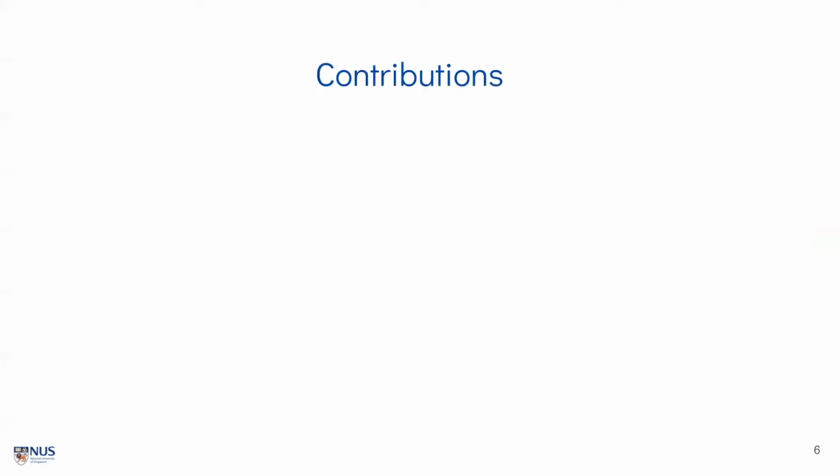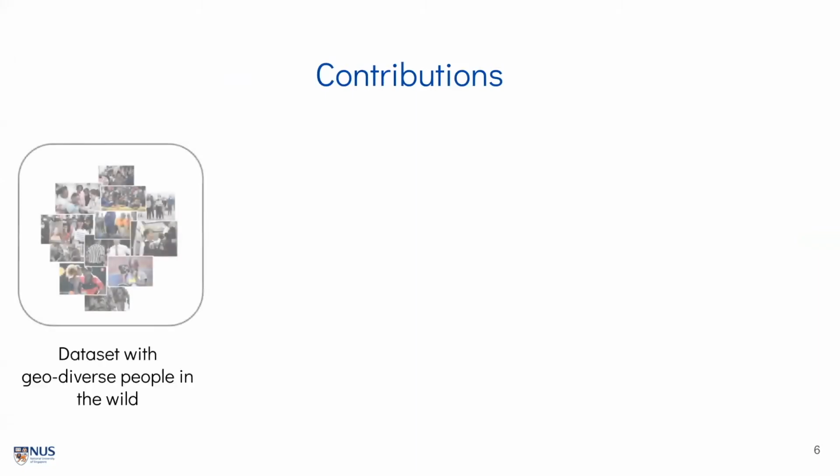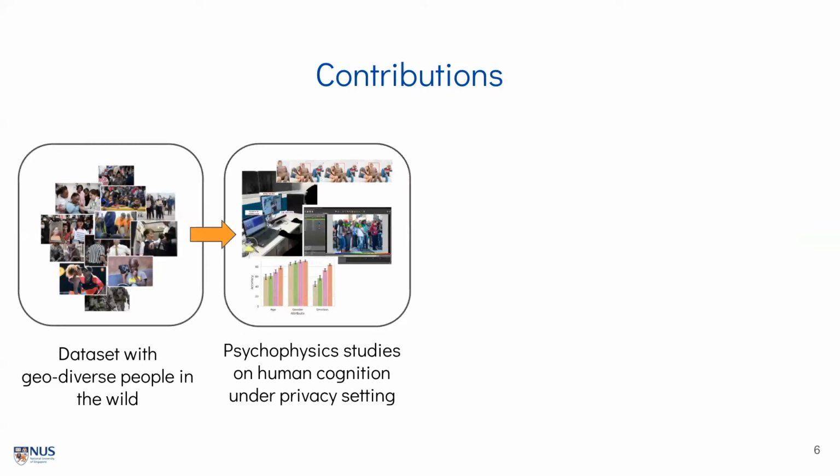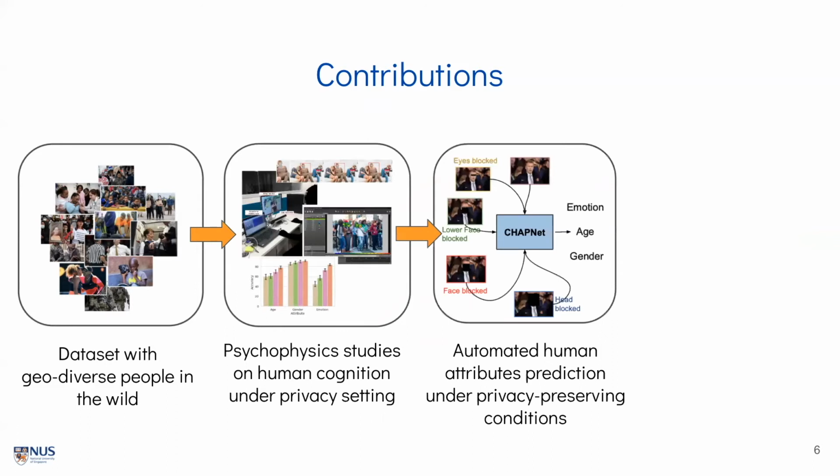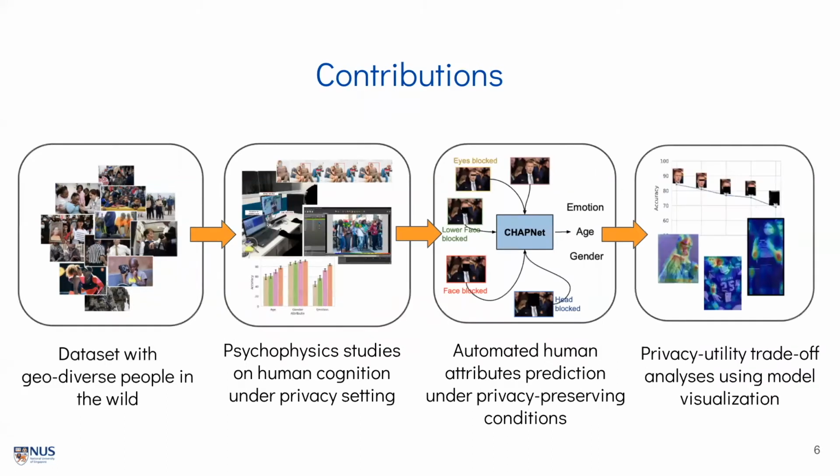Our contributions include: we propose a novel data set with geodiverse people in the wild. We performed eye tracking based human studies to explore human attributes. We propose a model that is inspired by our human study. We are the first to investigate the impact of face obfuscation scenarios on automated human attributes prediction.